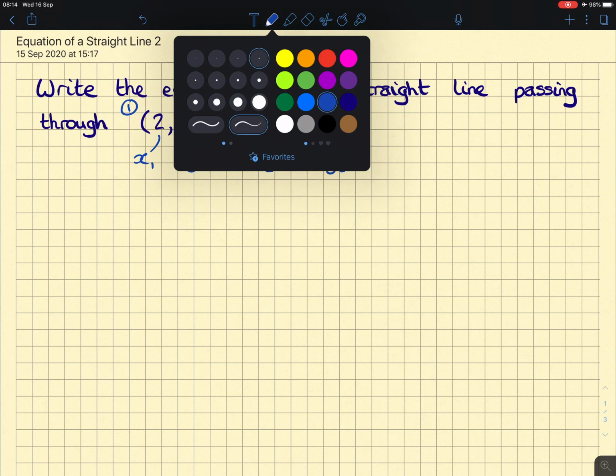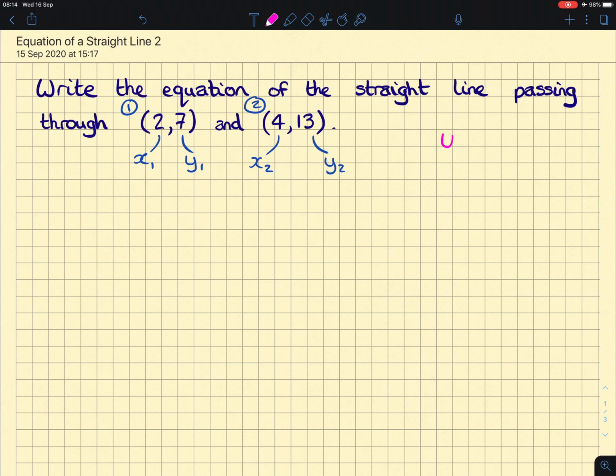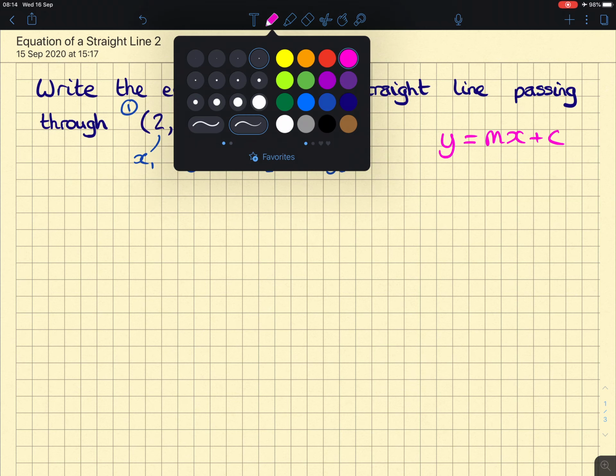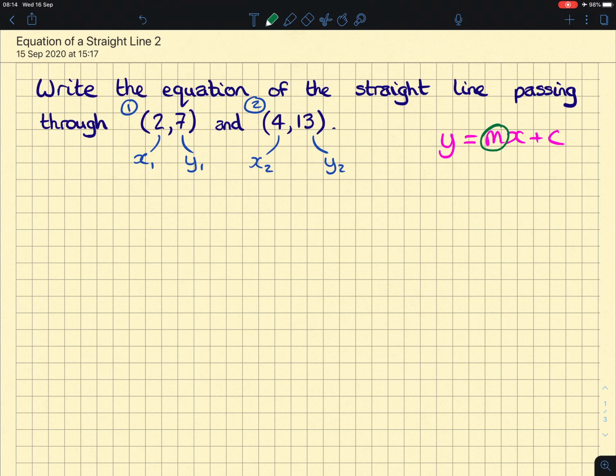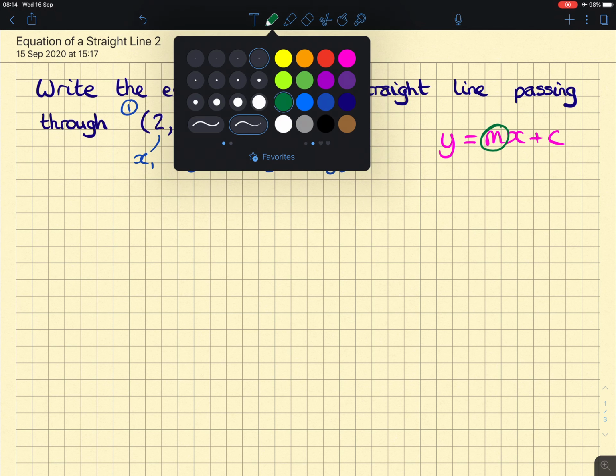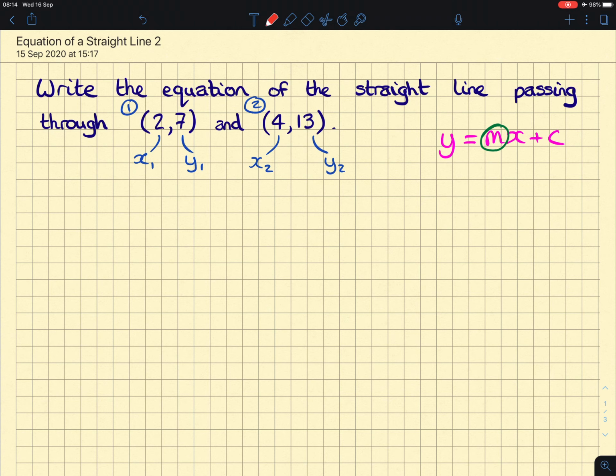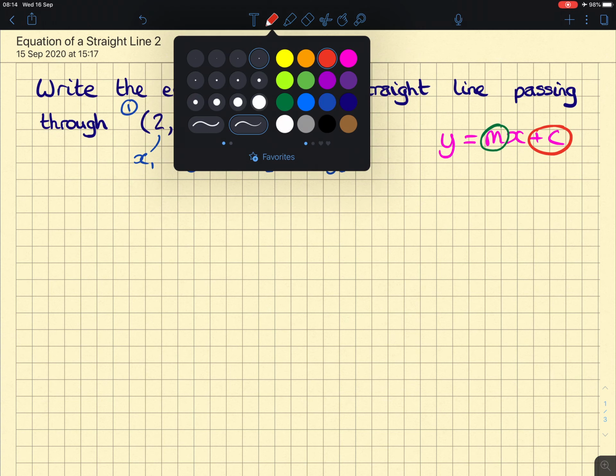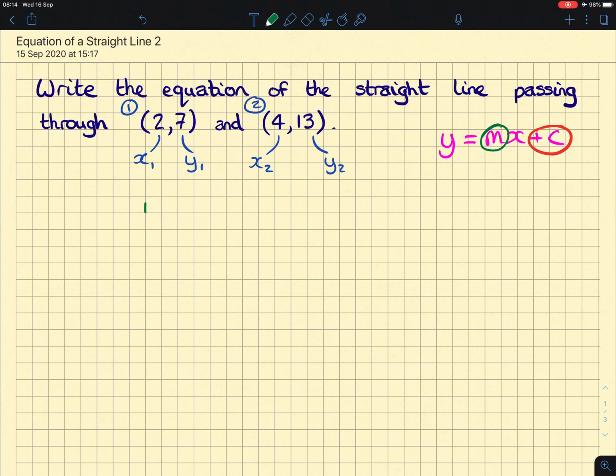Now, in order to find the equation of a straight line, our end game here is y equals mx plus c. And we're trying to figure out what the gradient is first of all, and then afterwards we're going to try and figure out what the y-intercept is. So when we're given two sets of points, as we have done, our gradient formula is rise over run, or the difference in y coordinates over the difference in x coordinates.